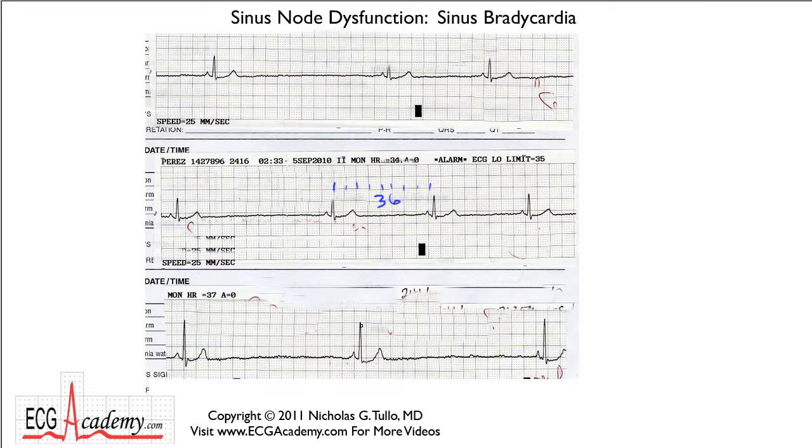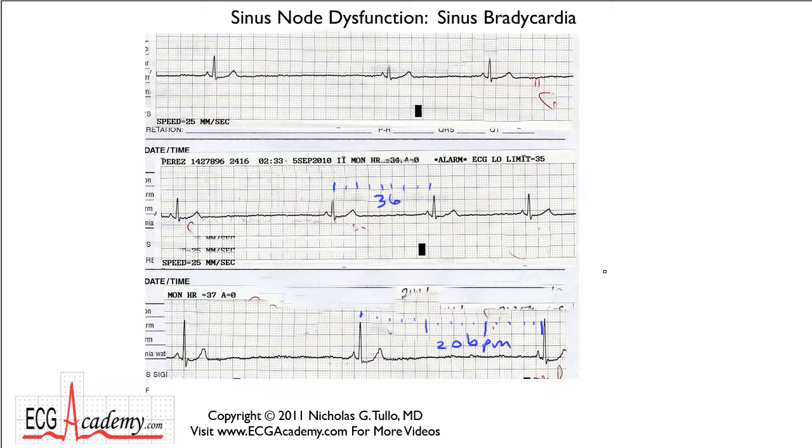Well, how did I get that? Well, let's count out the number of seconds in between beats and divide it into 60. Okay, so we start here, we'll count off 1, 2, 3, 4, that's 1 second. 1, 2, 3, 4, that's 2 seconds. 1, 2, 3, 4. So that's about 3 seconds in between beats. And 3 into 60 equals 20 beats per minute. So that's dreadfully slow, and this is a person who would likely have severe symptoms and would need to even have a temporary pacemaker inserted, provided that there wasn't a medication that could be immediately discontinued.